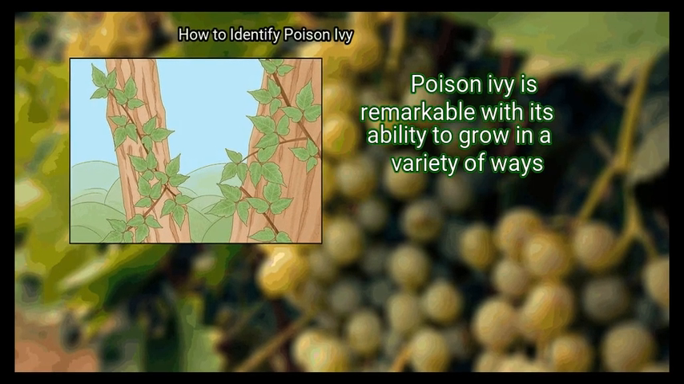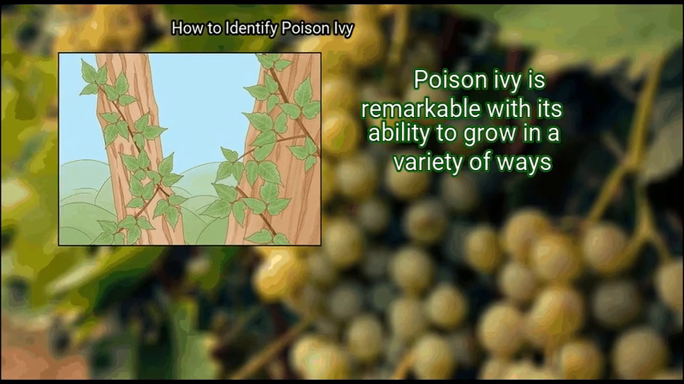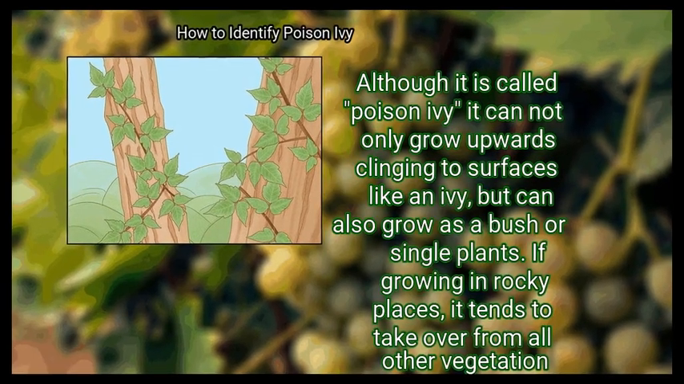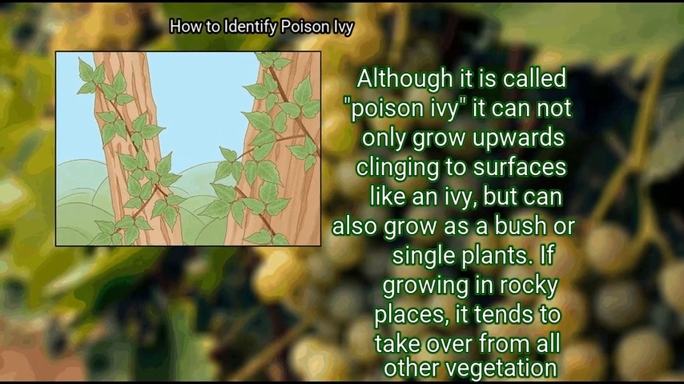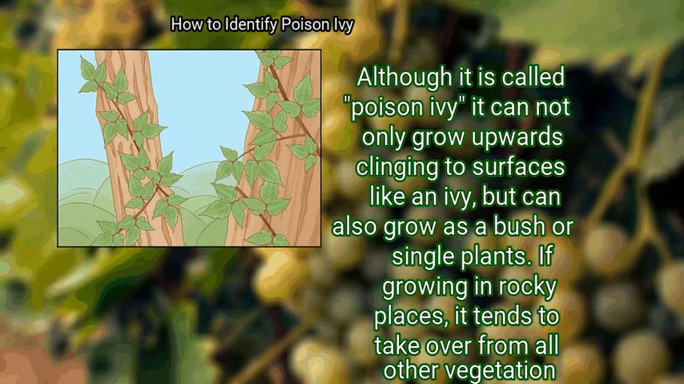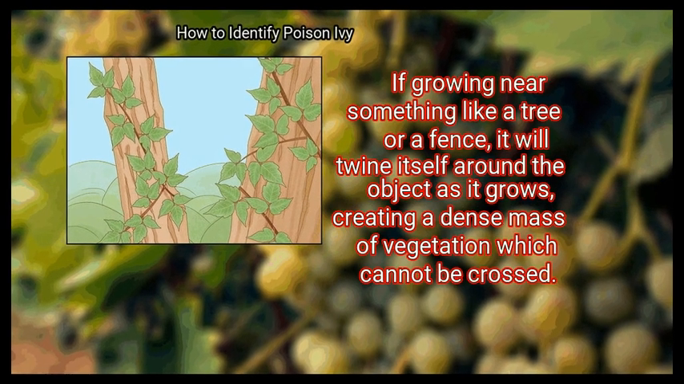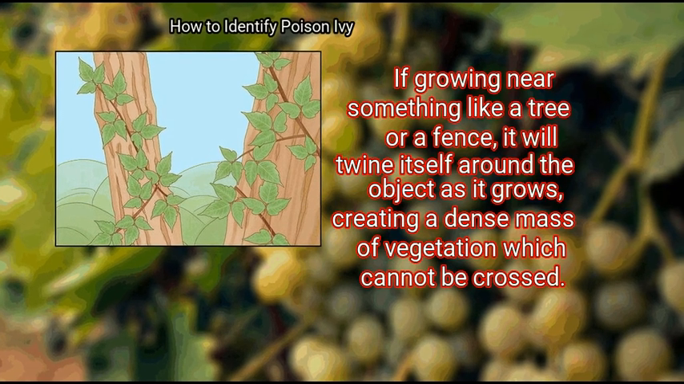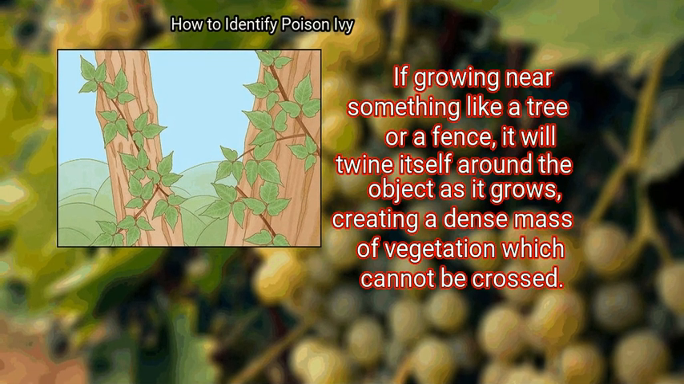Poison ivy is remarkable in its ability to grow in a variety of ways. Although it is called poison ivy, it can not only grow upwards clinging to surfaces like an ivy, but can also grow as a bush or single plants. If growing in rocky places, it tends to take over from all other vegetation. If growing near something like a tree or a fence, it will twine itself around the object as it grows, creating a dense mass of vegetation which cannot be crossed.